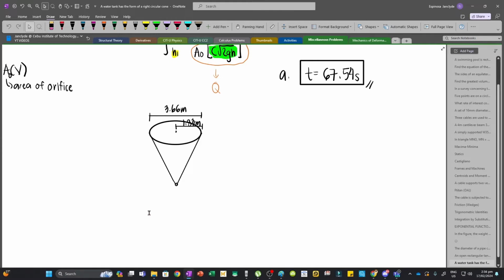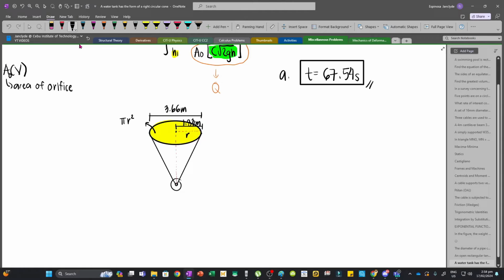Now, sir, paano namin gagawin yan? We can actually consider this portion. Let's cut our cone in half. Yan. And then, let's draw a line dito. And then, let's draw a line dito. Now, diba, ito yung radius natin. And then, if we'll consider the top part, yung area natin dito will be pi r squared.